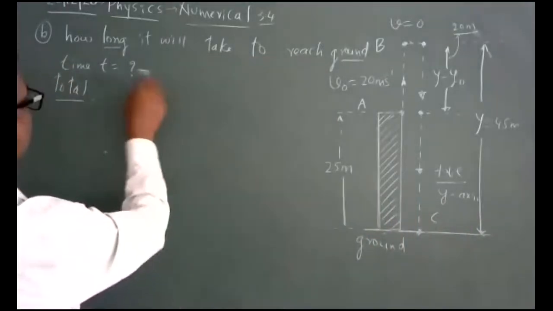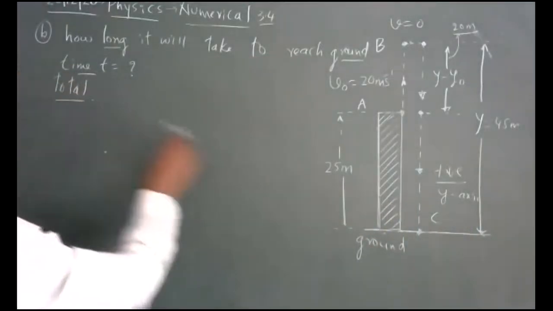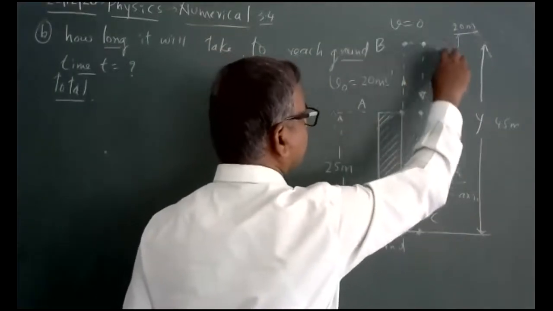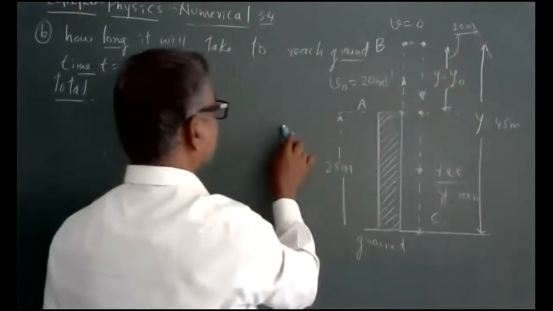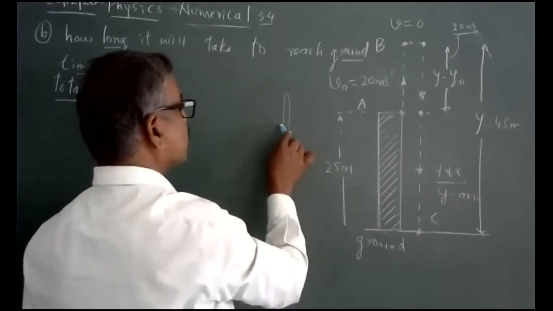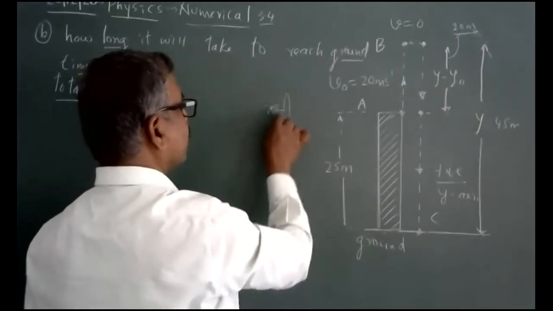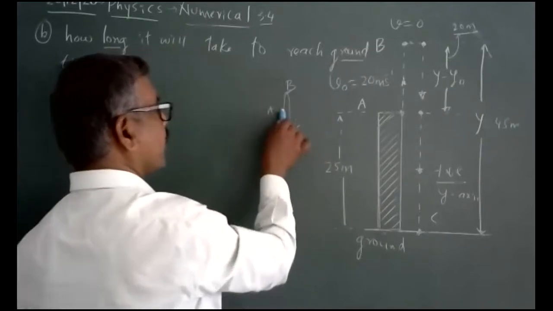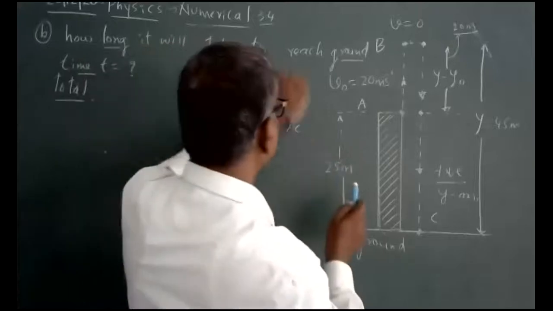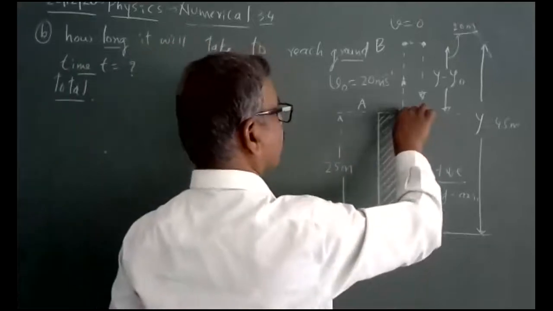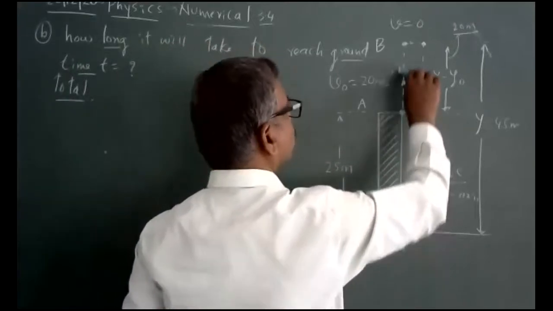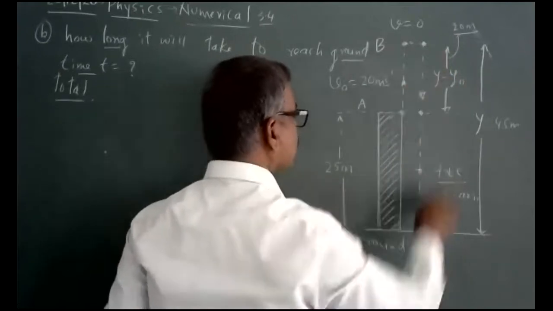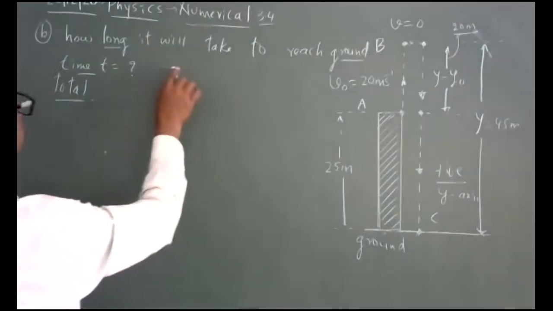Let me write. We need the total time taken through this whole path. It starts from A, it reaches some maximum height B, then it comes down. So it starts from A, reaches B, then reaches the ground C. The ball is thrown from the height of the floor, that is the building. Now what is the total time taken to travel A to B, B to C? So let me start with the initial parameters.